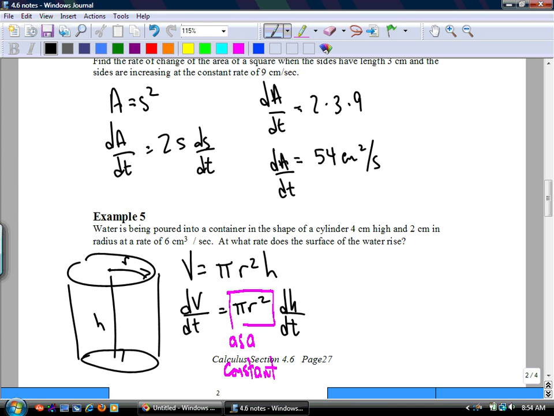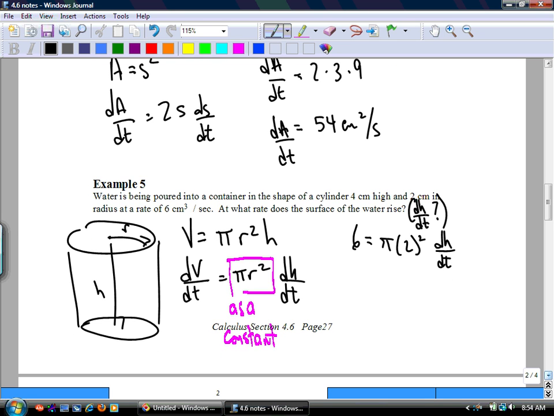So it says, at what rate does the surface of the water rise? So I want to know what dH dt is. So 6 equals pi times 2 squared times dH dt. So you get 6 over 4 pi equals dH dt. 3 over 2 pi centimeters per second.